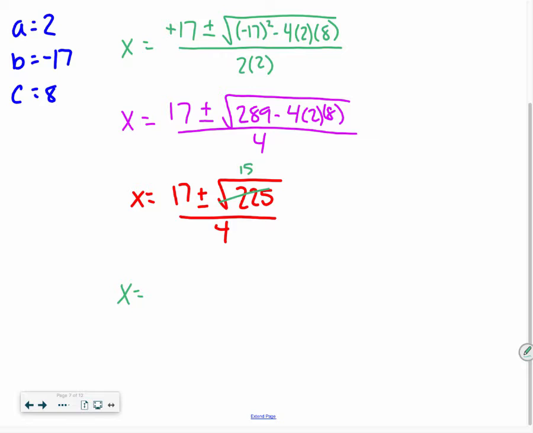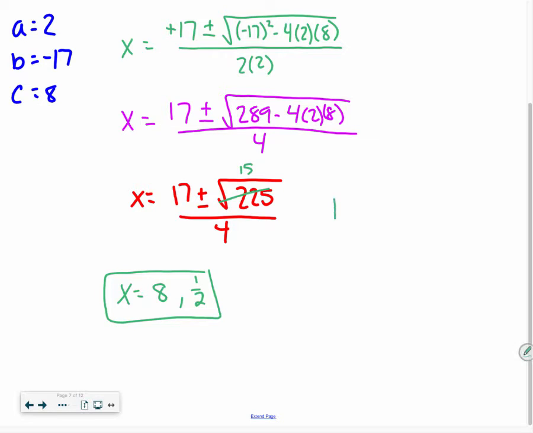So I get x equals either 8, because 17 plus 15 gives me 32, and 32 divided by 4 is 8. Or 17 minus 15 gives me 2, and 2 divided by 4 is 1/2, or 0.5.